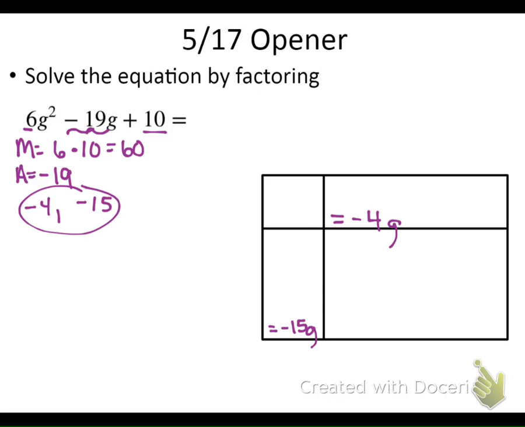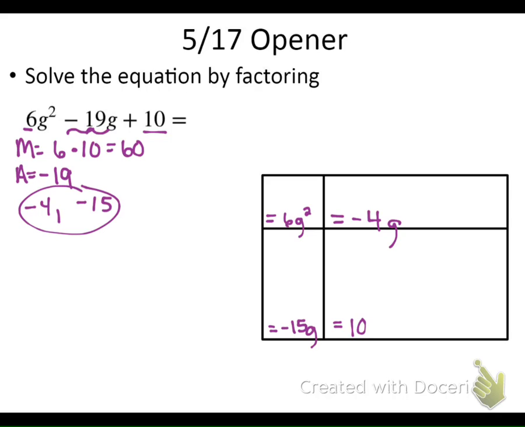Then you go through and continue filling in the areas for each rectangle. 6g squared goes for my first area, and then positive 10 goes for my last area. Now remember, the negative 4g and negative 15g came from my second term. After you do that, you need to find out what the height is for my top row here.